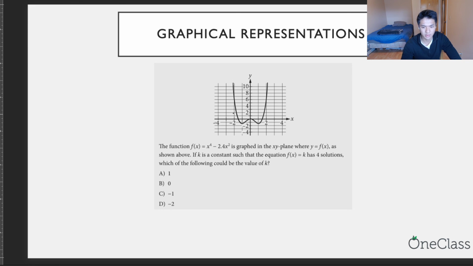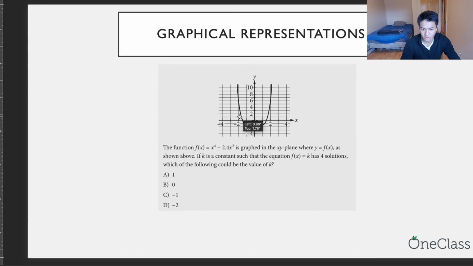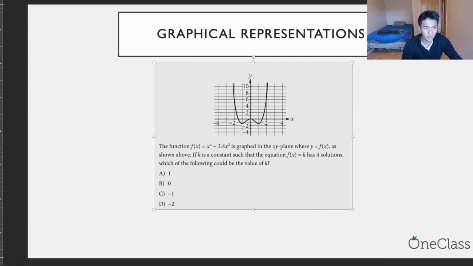If we have a is equal to 1, the intersection is only going to be for 2 points, right? It's going to be here and here. You have 2 points. If it's at 0, we'll have 3 points: 1, 2, 3. If it's at -1, we'll have 1, 2, 3, 4. And if it's at -2, we'll have 0, right? -2 is not going to even intersect.